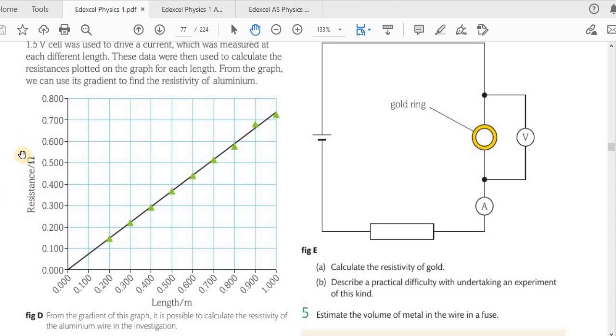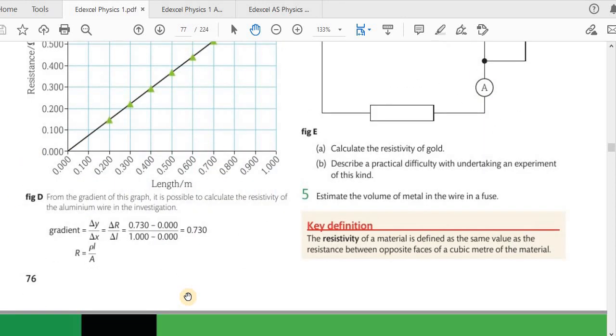Now this is a graph of resistance versus L. Okay, so that means the gradient of this graph is rho over A. That means we will have to always use the same cross-sectional area of the wire. So we are using the same wire but different lengths of that wire.